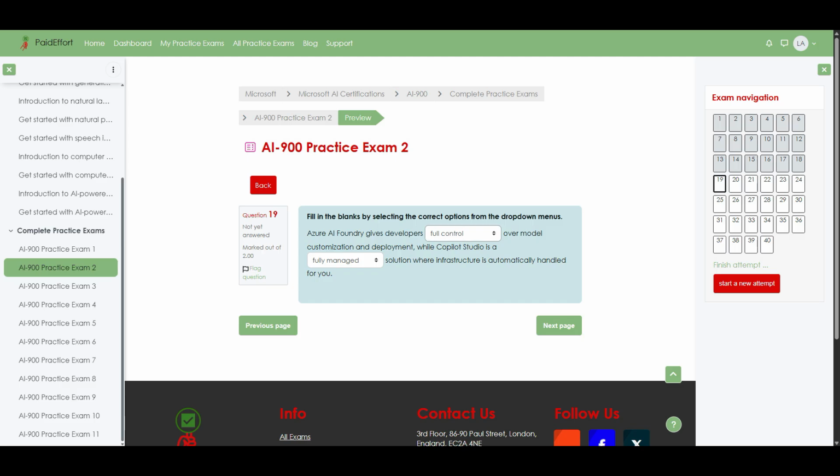Azure AI Foundry is designed for flexibility and customization. It gives developers full control, meaning they can configure the environment, fine-tune models, and manage deployment specifics. This is ideal for organizations that need tailored solutions or want to experiment with different architectures and parameters. On the other hand, Copilot Studio is a fully managed platform. This means Microsoft takes care of all the infrastructure behind the scenes, like scaling, hosting, and resource allocation. You just focus on building your app or automation without worrying about what's going on under the hood.